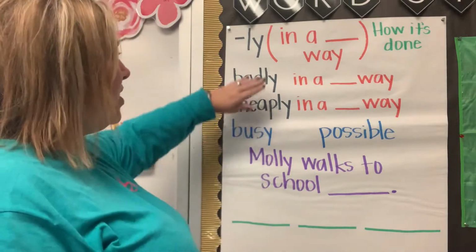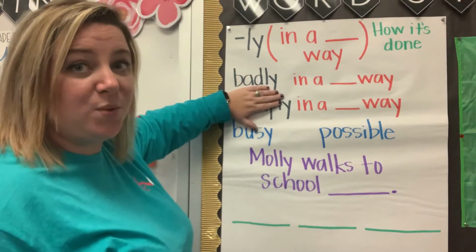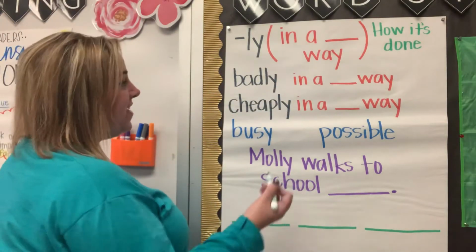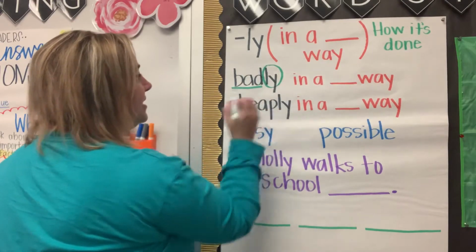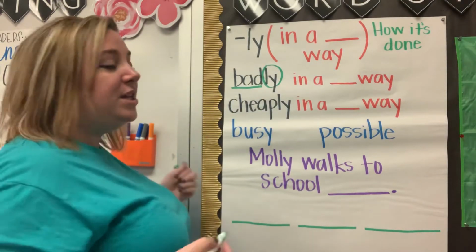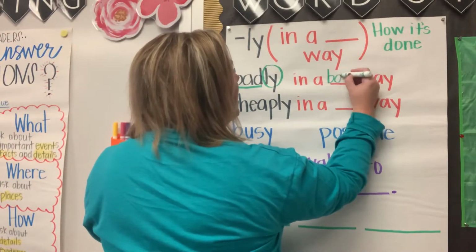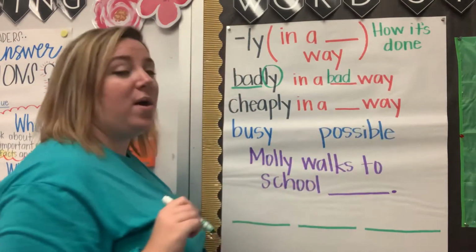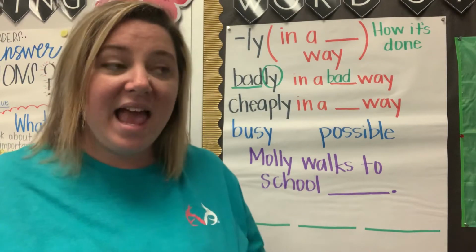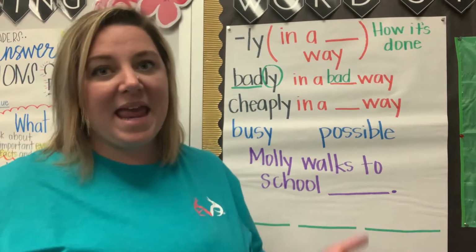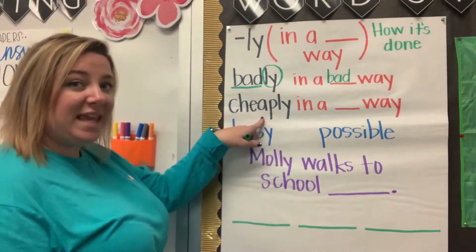So let's take a look at the word badly. First, I want to find my base word. So my suffix is ly. What I have left is my base word, bad. So badly means in a bad way. So I could say the student behaved badly. How did that student behave? In a bad way.